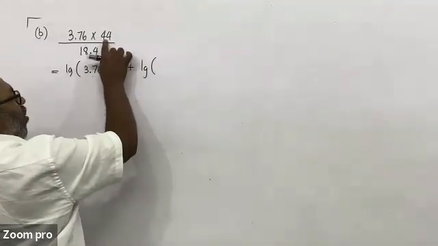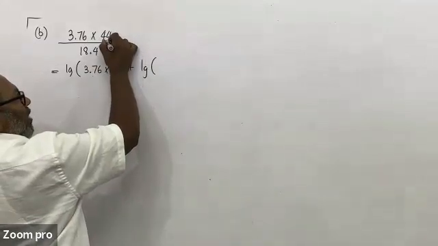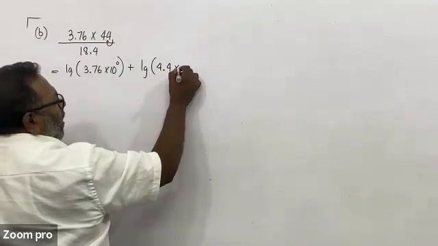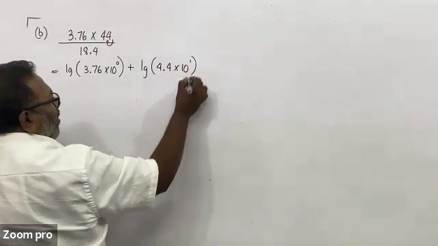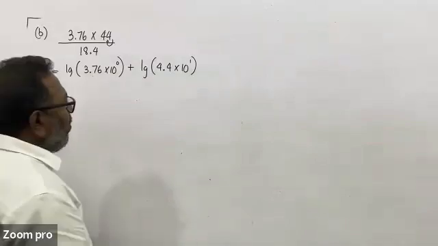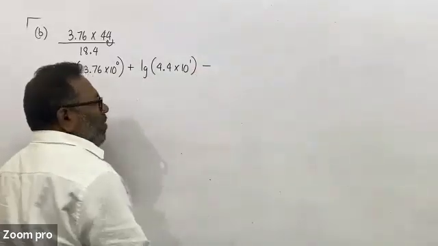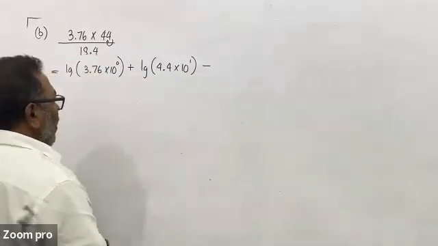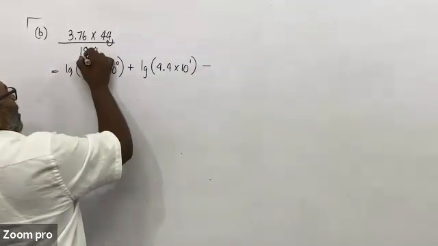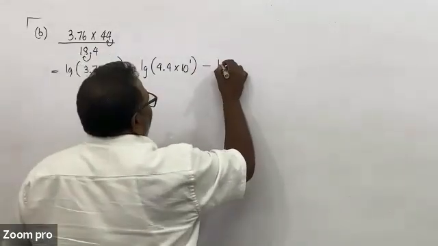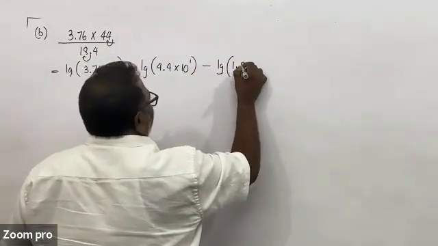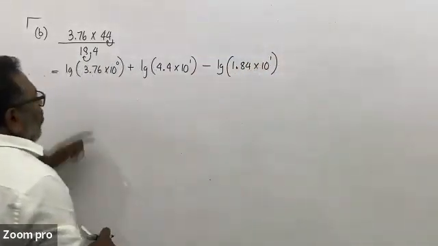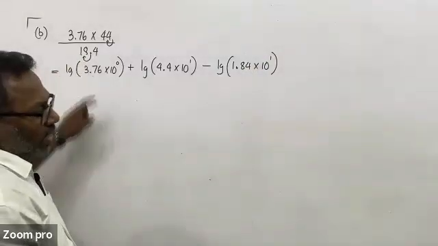So log 44. So you have to move your decimal place one place. So 4.4 multiplied by 10 to the power 1 minus. Why am I minusing? Divisions can be written as subtractions. Move your decimal place one place. So log 1.84 into 10 to the power 1. You're moving your decimal place once.